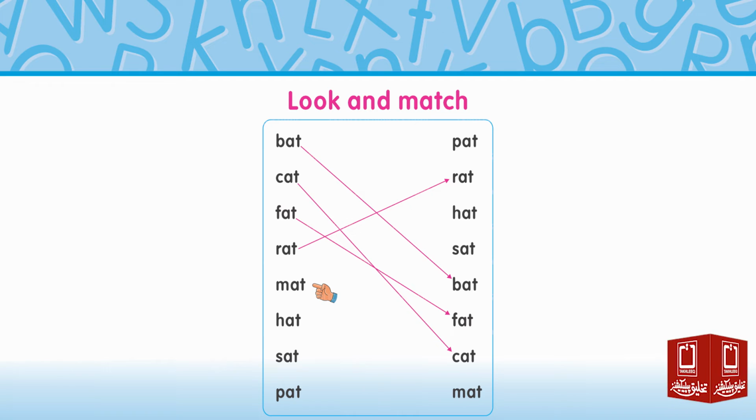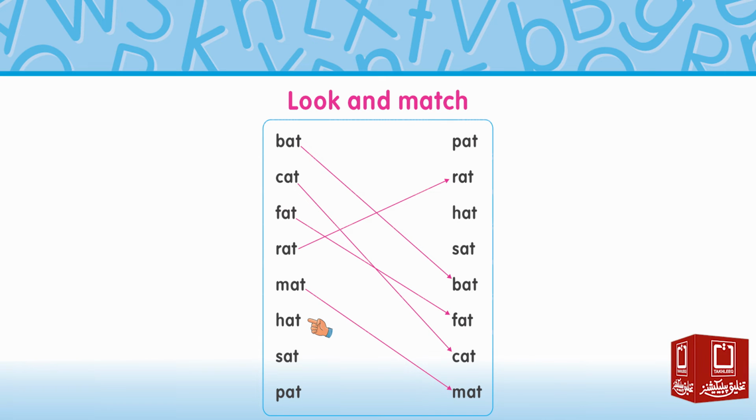Here is word mat. Now we search word mat in the second row. Pat, rat, hat, sat, bat, fat, cat, mat. Yes, this is mat. So we match both words mat.